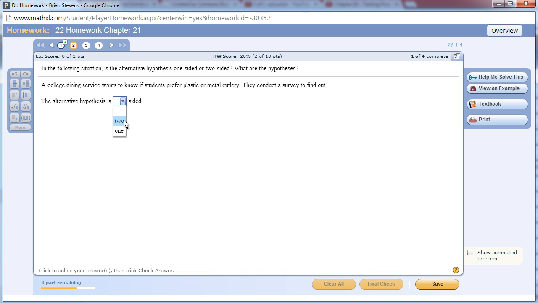So weird. But anyways, with that in mind, it's a two-sided alternative because they could like plastic more, they could like metal more. We don't know.